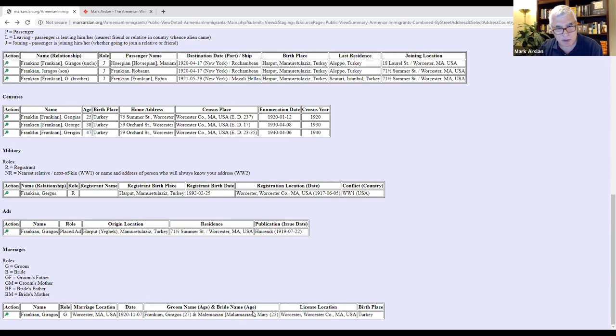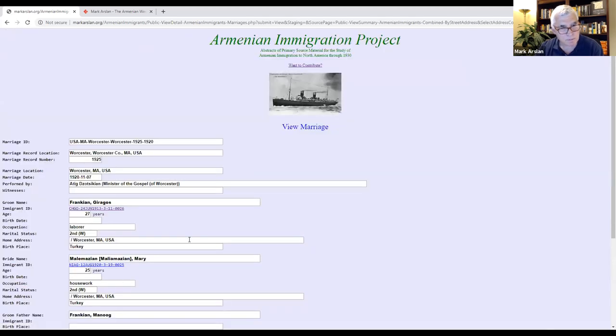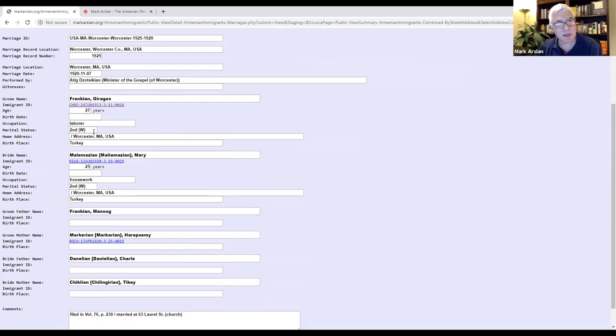So you see the 7th of November 1920, you see him getting married to this other lady here. So let's just take a look. And this is in Worcester. Let's just take a look at that marriage record. Okay, so he's married. So he's a widow, okay? So we assume that he never found his first wife, okay?